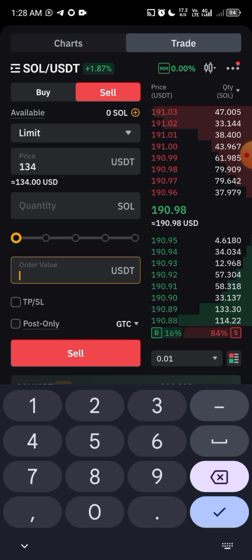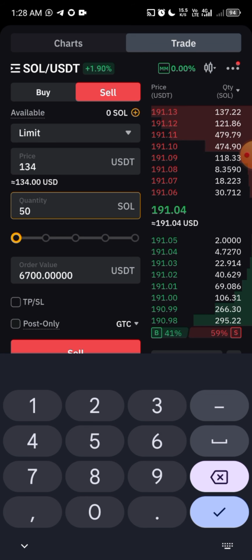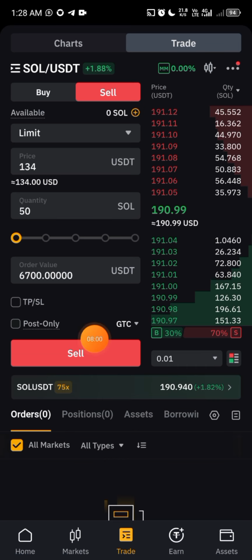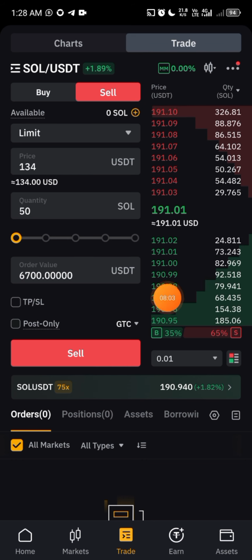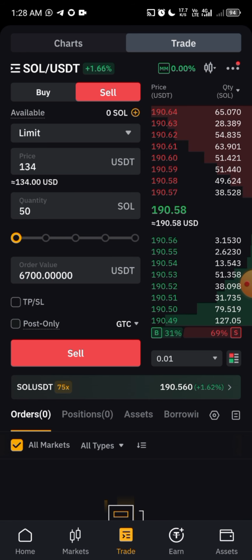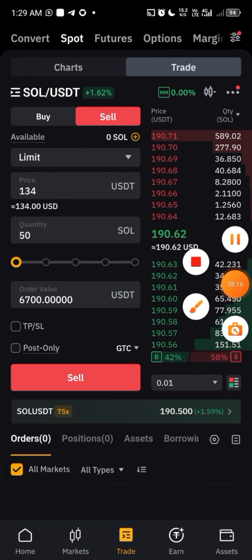Then I will set the quantity, let's say 50. 50 pieces will now give me 6,700. Then I will click on what? Sell. Once I click on this sell, it means it has added my order to the queue. So anytime the price gets to 134, it will automatically sell. Then once I set this number 50, remember I have 50 left, right?